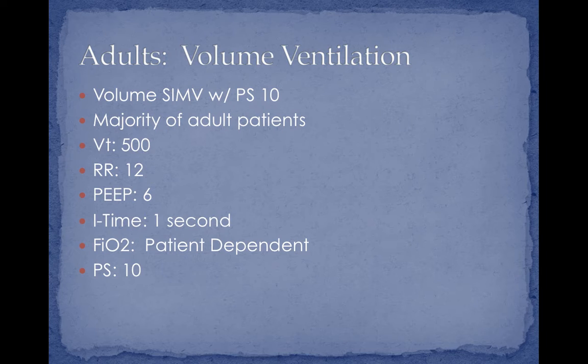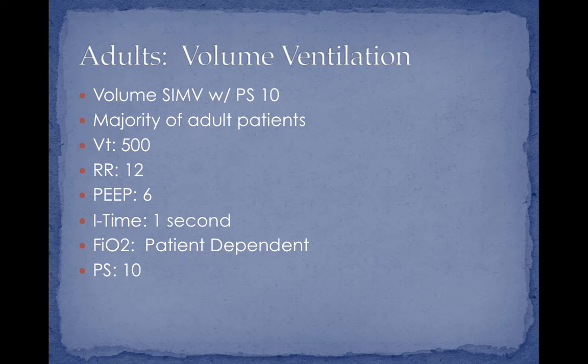SIMV is just a much kinder and gentler mode of ventilation for critically ill patients that are spontaneously breathing. We don't want to paralyze our patients long term. We want them good and sedated and pain managed. And if they're breathing a little bit over the vent, that's fine. We just want to augment it and keep them safe. And that's why SIMV is our friend with pressure supported breaths, whether it's volume or pressure. So for adults, volume SIMV with pressure support of 10. This is going to work for the grand majority of your adult patients.